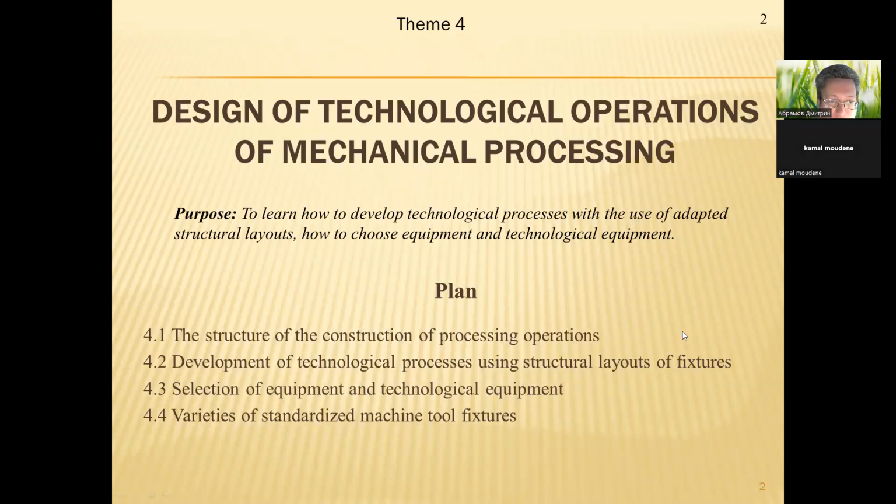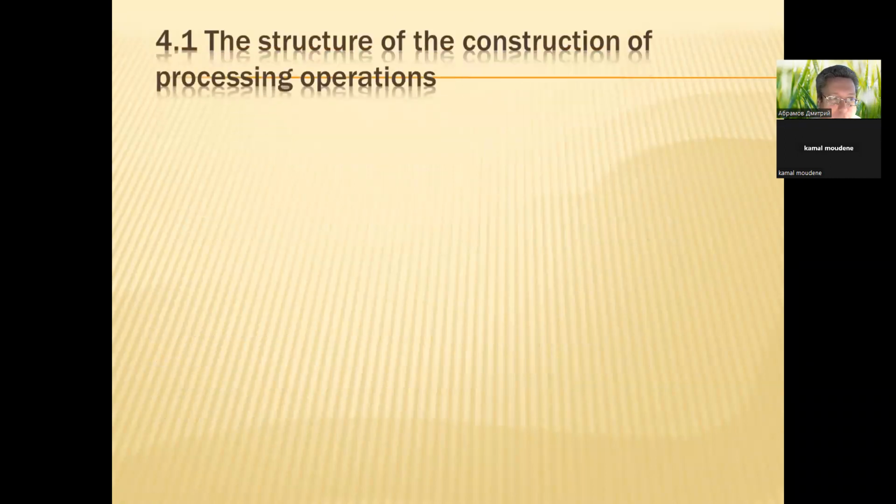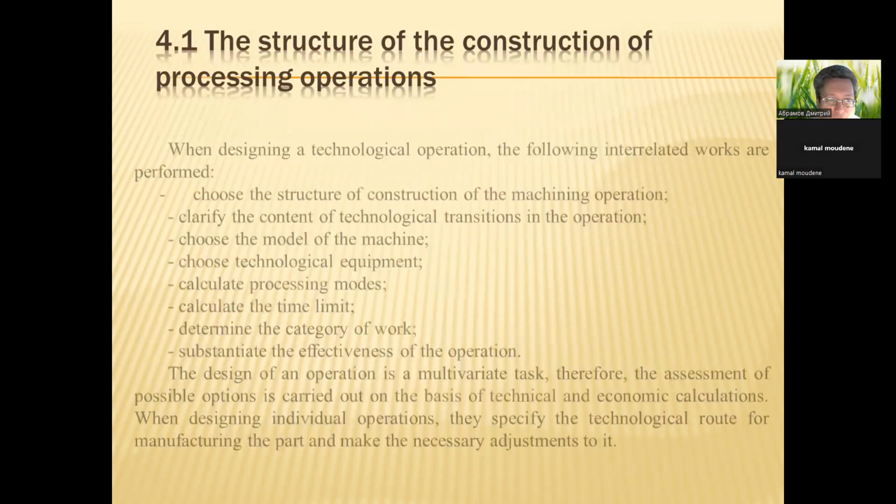The purpose of our lecture is to learn how to develop technological processes with the use of adapted structural layouts, how to choose equipment and technological equipment and fixtures. And now we start item 4.1, the structure of the construction of processing operations.